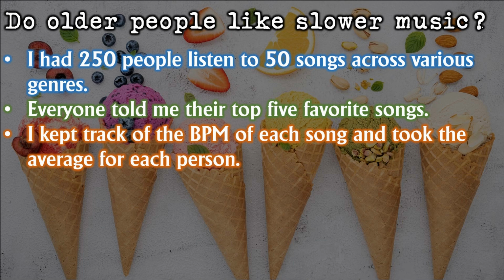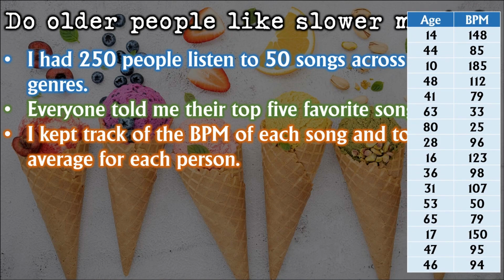We gather the data, and what I get here is two quantitative variables for each person, right? I've got that person's age and the average beats per minute of their top 5 favorite songs. And I want to see, are these correlated? As age goes up, does beats per minute go down?